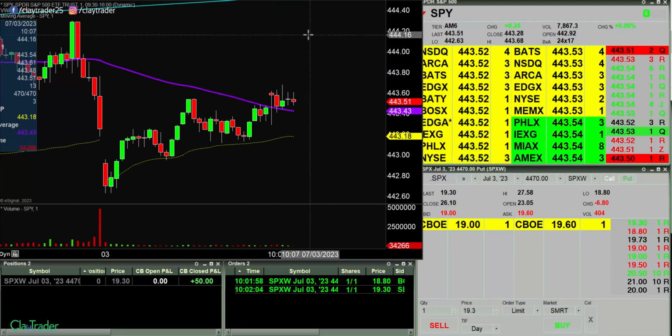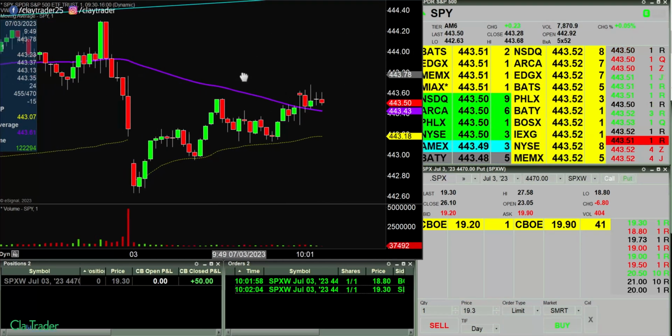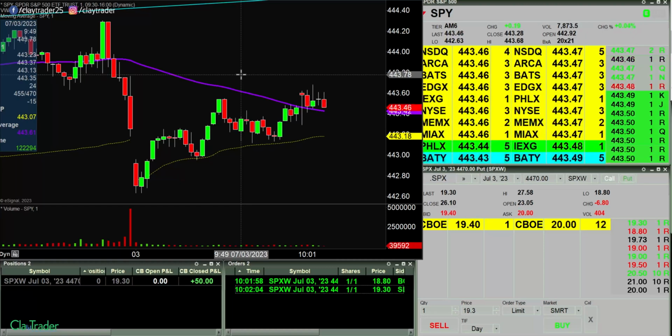All right, well, we'll see if this thing wants to come back up anymore, and potentially I'm interested in another trade. But the market closes at 1 o'clock today.